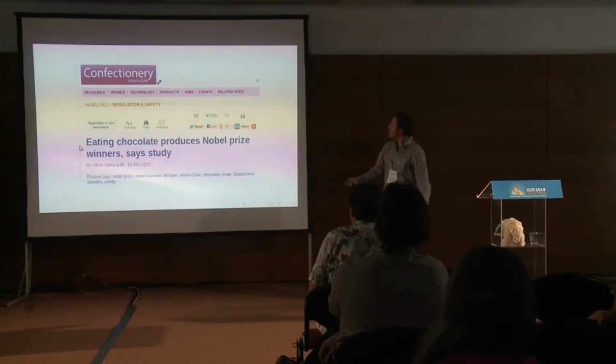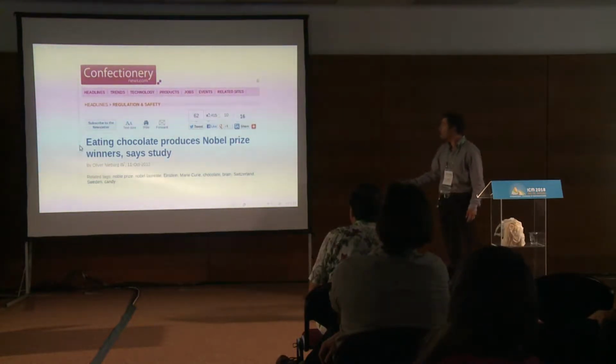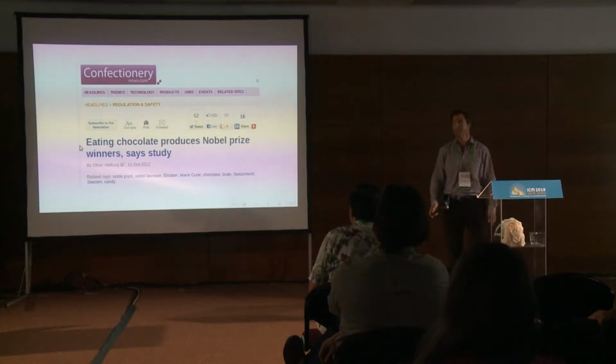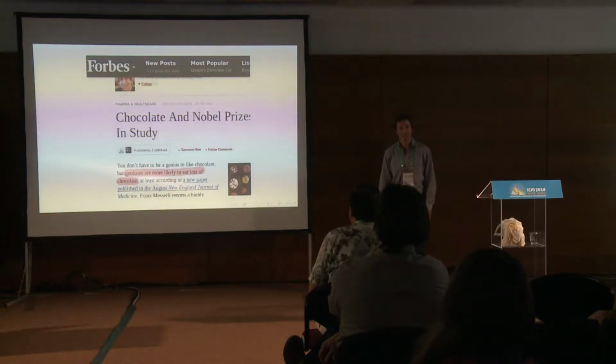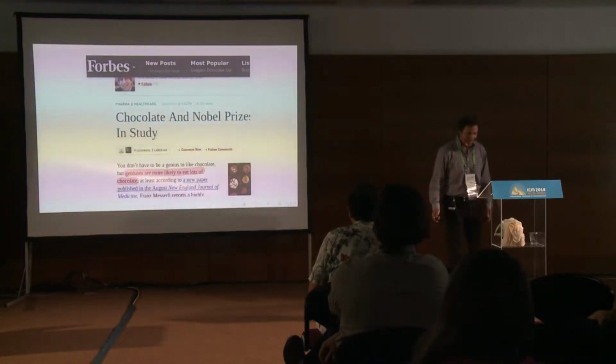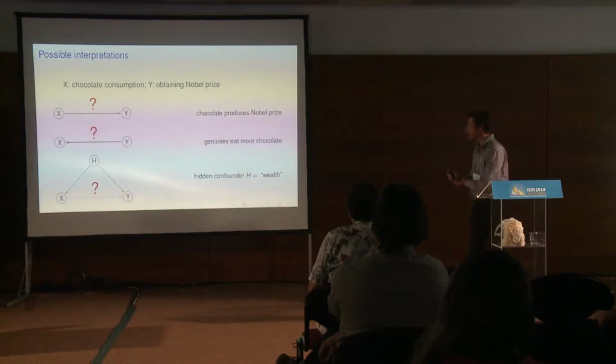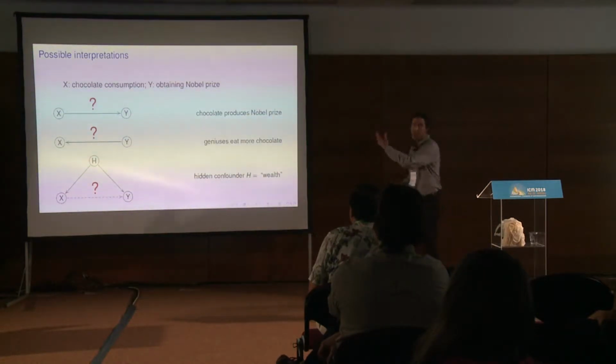And if you see these kinds of data sets, of course, people out there start to interpret these things. Here is one study which says eating chocolate produces Nobel Prize winners. And there's another one which says, well, geniuses are more likely to eat lots of chocolate. Obviously, there are a couple of interpretations, and here are maybe the three major ones.